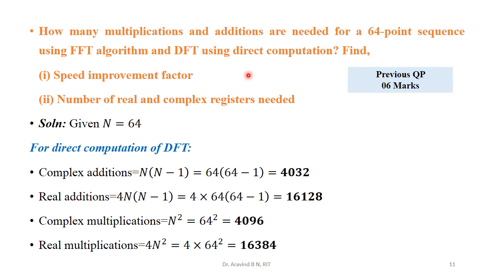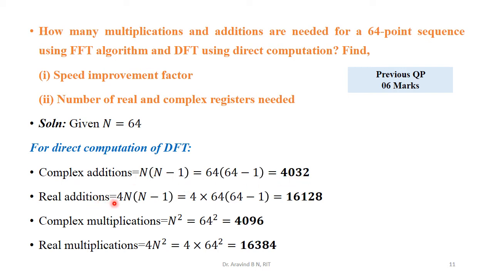So, straightforward, we need to calculate the number of multiplications and additions in DFT as well as in FFT, and then calculate the speed improvement factor, then the number of registers. We are going to have the formula for all of this and make use of it. First, let us start with the direct computation of the DFT. Given capital N is equal to 64, for DFT complex additions, n into n minus 1. This is the answer.